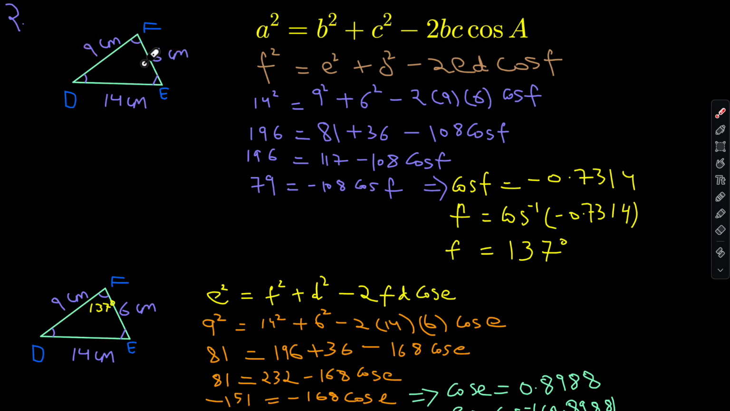In question number 2, we have a triangle DEF and all the three sides are given. But we have to find the three angles, angle D, angle F and angle E. Again, using the formula a square equal to b square plus c square minus 2bc cos A, here we will tweak the formula a bit.